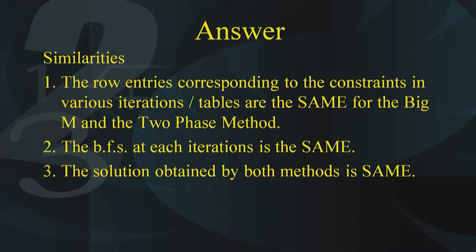Next, the BFS at each iteration is the same, that is, the basic feasible solution for each of the iterations in each of the two methods is the same. And thirdly, the solution obtained by both the methods is the same; no matter which method you are applying, the final solution that you obtain should be the same. So, these are the similarities between the two methods.